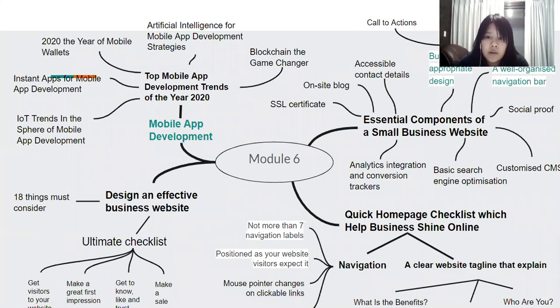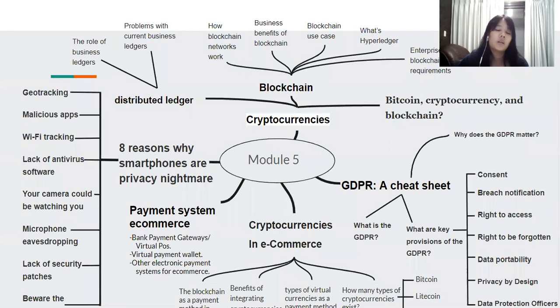So hello everyone, today I'll be presenting module 5, this one. I'll be talking about blockchain, cryptocurrencies, Bitcoin, and GDPR: a cheat sheet, cryptocurrencies in e-commerce, payment system e-commerce, and 8 reasons why smartphones are a privacy nightmare. So let's start with the first one.